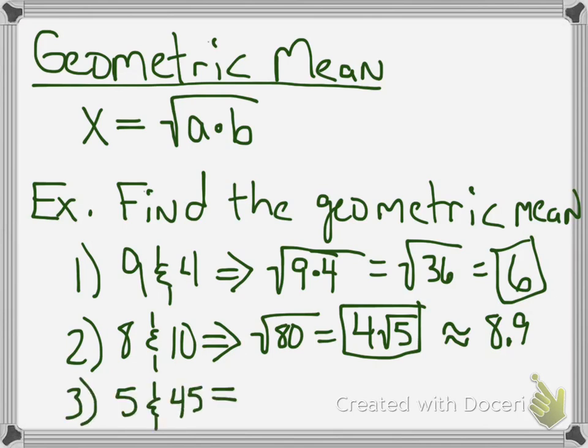Okay, so one more example here: 5 and 45. 5 times 45 is 225. Take the square root of 225, you get 15. So there you can see the geometric mean. And why is this important? There's a proportionality that was discovered that has created this whole idea about the geometric mean. It helps when we start looking at similar shapes.